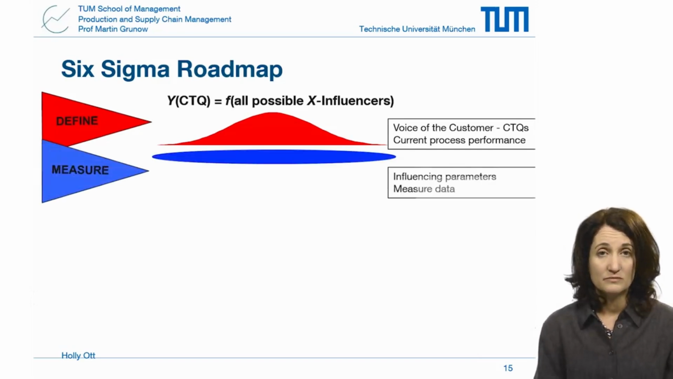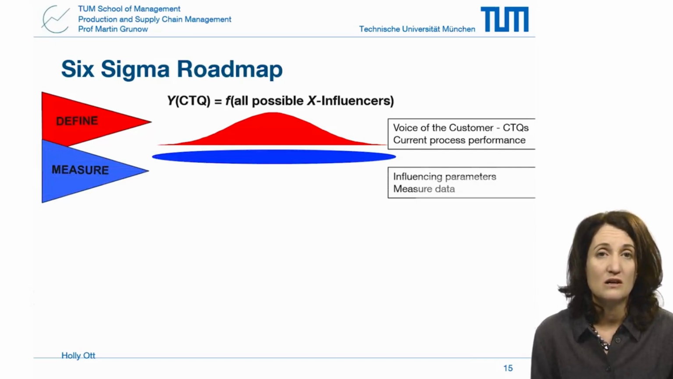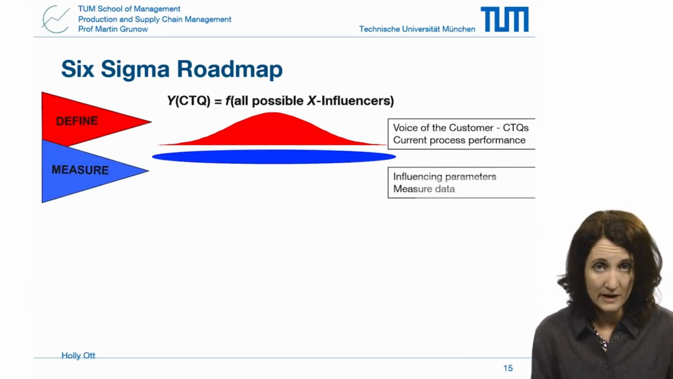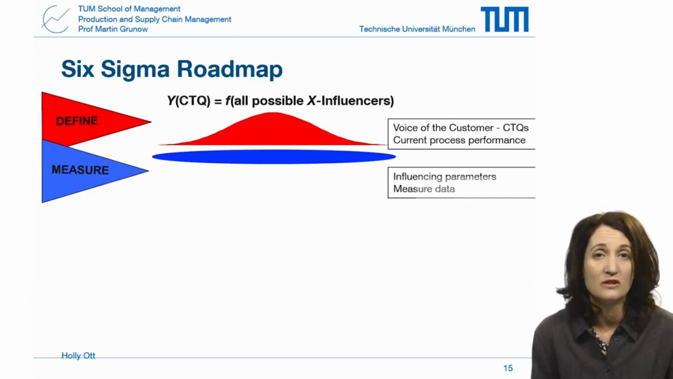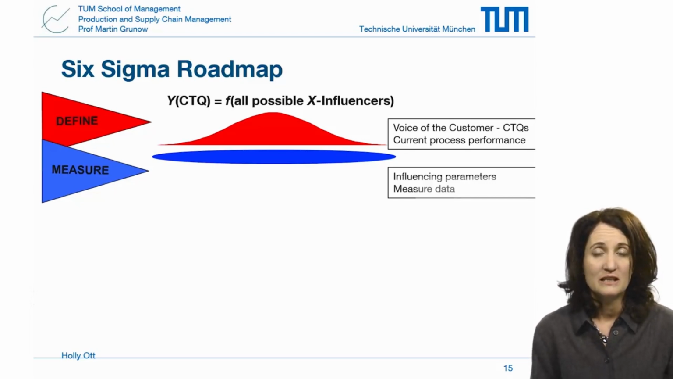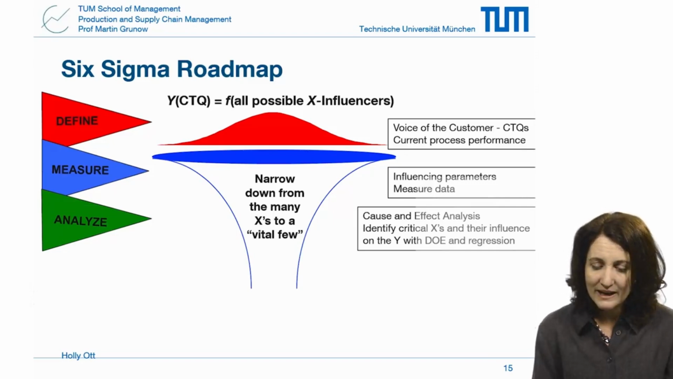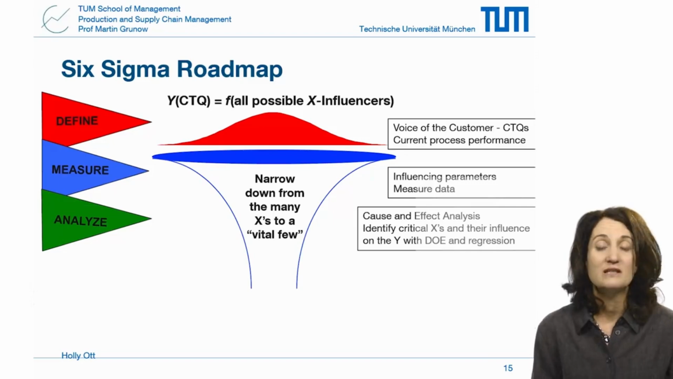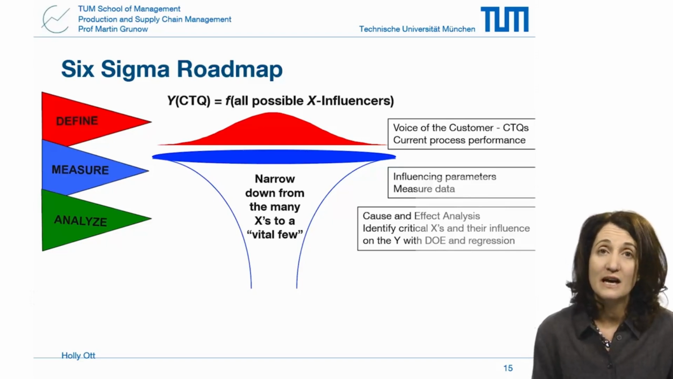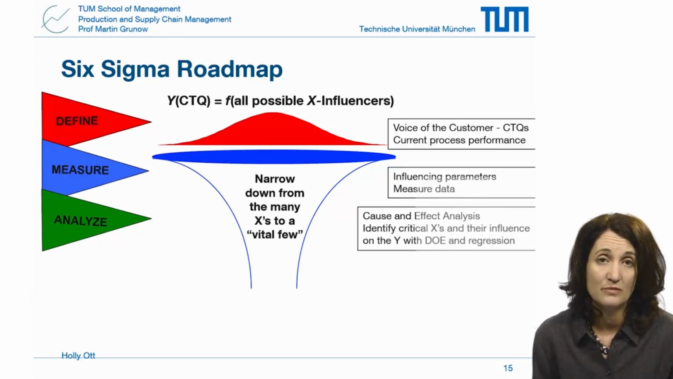Then in measure, we're looking at measuring, mapping the process, measuring those parameters, and starting at the top of our funnel, looking at the overall capability of our process. We then move through analyze. We narrow down these many X's to a vital few. We do cause and effect analysis. We identify the critical X's and their influence on the Y with design of experiments or regression, for example.